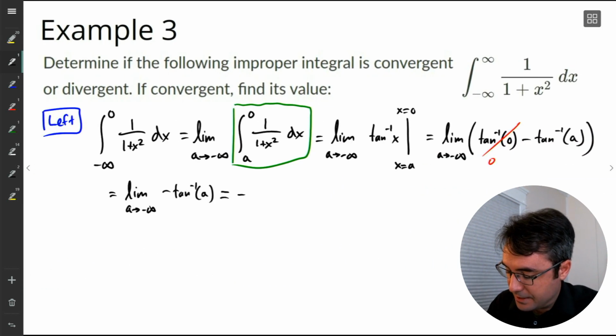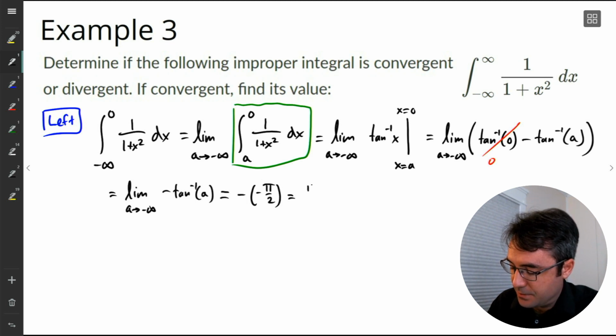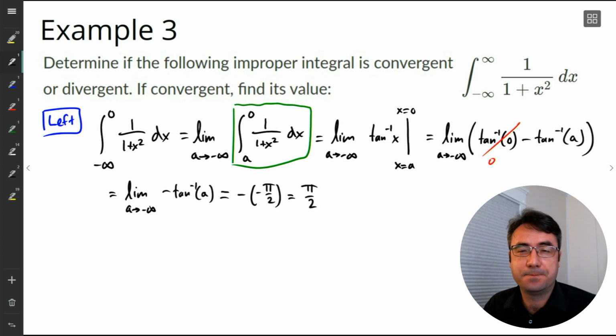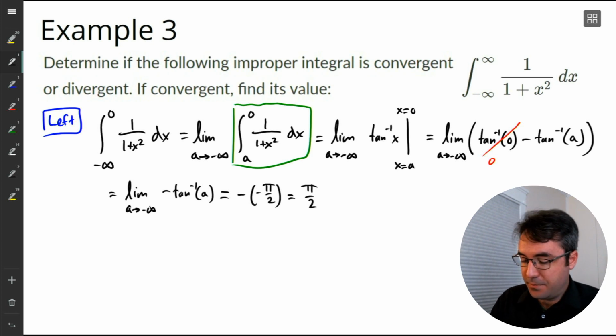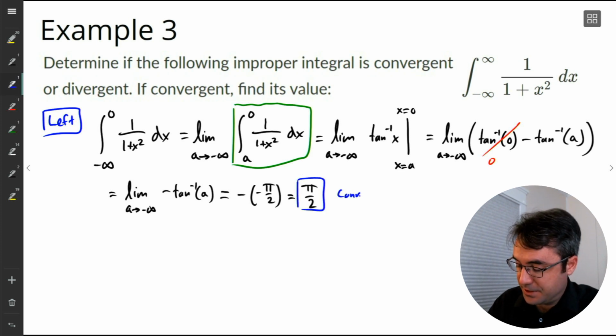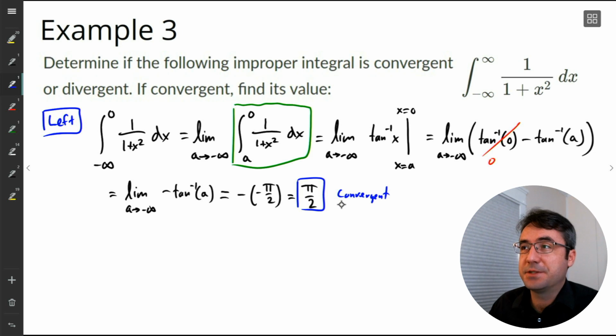So we're going to put that in. It's going to be negative pi over 2. And so this ends up just being pi over 2. All right, so what does this show? Well, it shows our left improper integral is convergent, and the value is pi over 2.